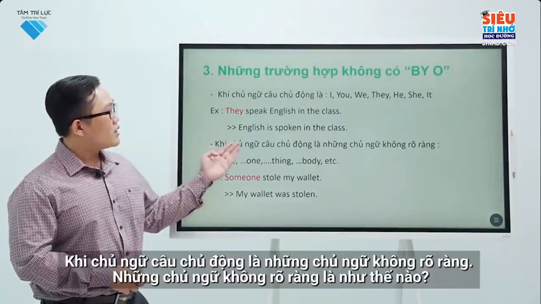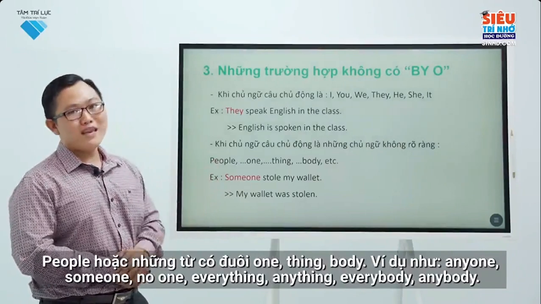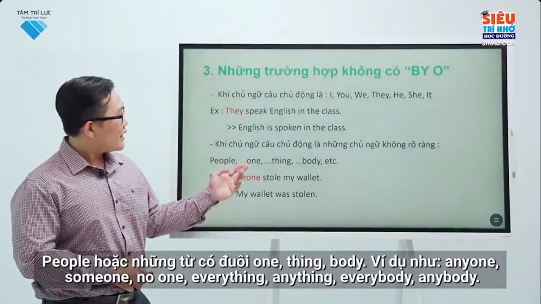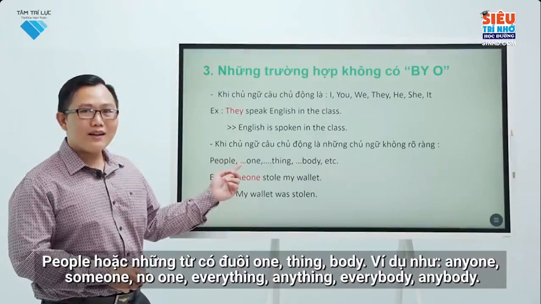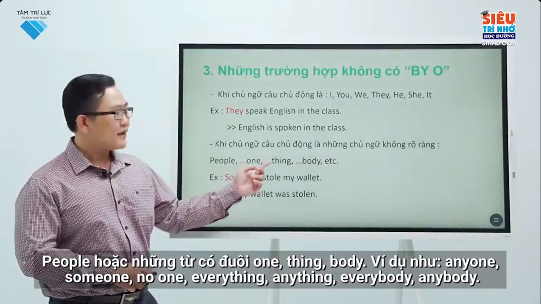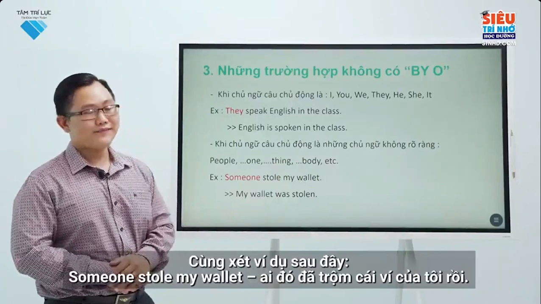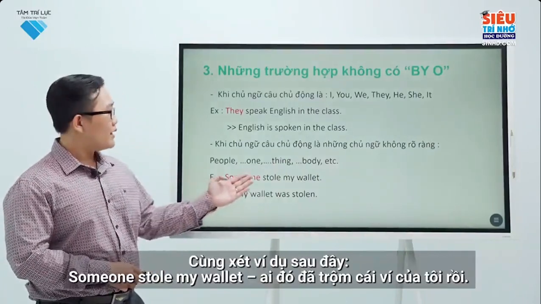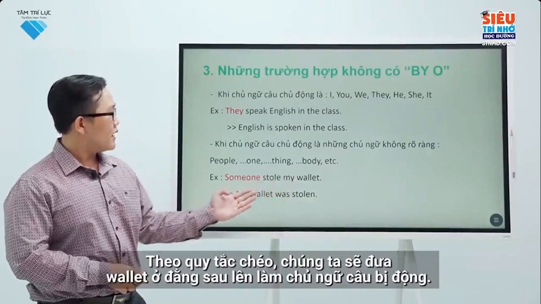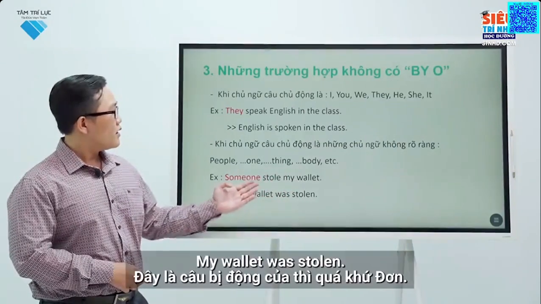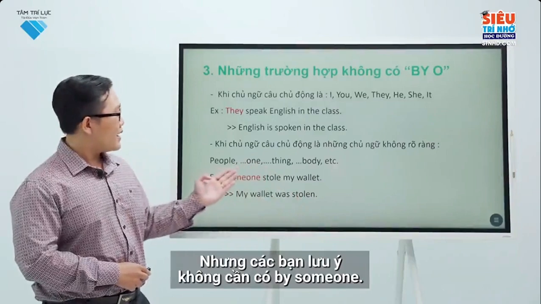When the subjects of the active sentences are unclear subjects, what are the unclear subjects? People or words ending in one, thing, body. For example, anyone, someone, no one, everything, anything, everybody, anybody. Consider the following example. Someone stole my wallet. According to the rule of cross, we will put the wallet to the front to become the subject of the passive sentence. My wallet was stolen. This is the passive sentence of simple past. But please note there is no need to use by someone.